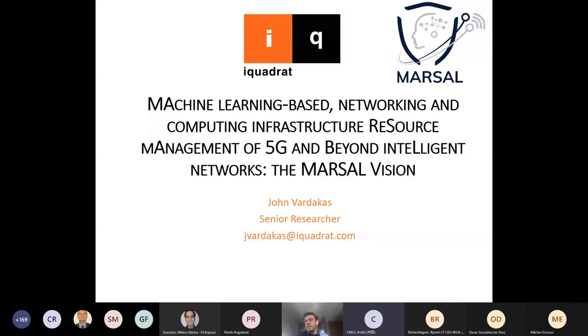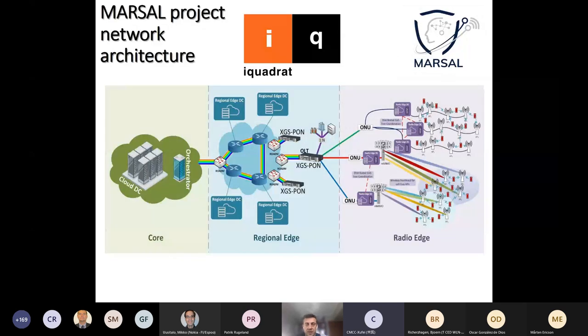I'm representing MARSAL in this workshop. In this presentation, the focus is on the network architecture, where we also consider optical technologies. In a few words, MARSAL targets to propose a new paradigm of elastic virtual infrastructures that integrate a set of different technologies at the radio edge, at the regional edge, and at the network management and network security level, which are developed within the framework of our project, in order to deliver end-to-end transfer, processing, and storage services in an efficient and, of course, secure way.